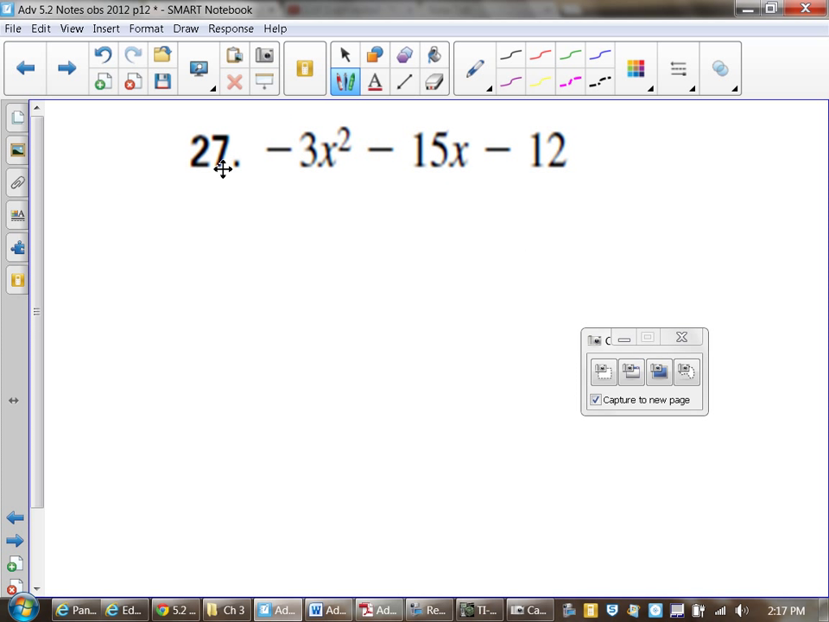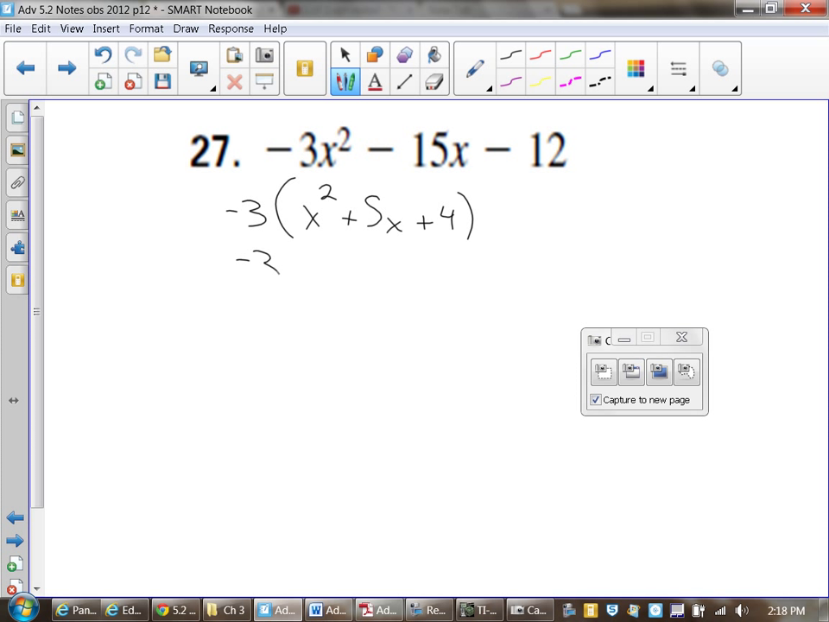Same exact idea here. I got -3x squared minus 15x minus 12. Now, you may or may not remember this from way back when, but the very first rule of factoring was always to look for a GCF. Because if you look for a GCF, everything else becomes easier. In this case, it's 3, but I'm also going to factor out the -3, because that first term is negative. So if I factor out the -3, I have x squared plus 5x plus 4. What times what's 4? You add together to get 5.